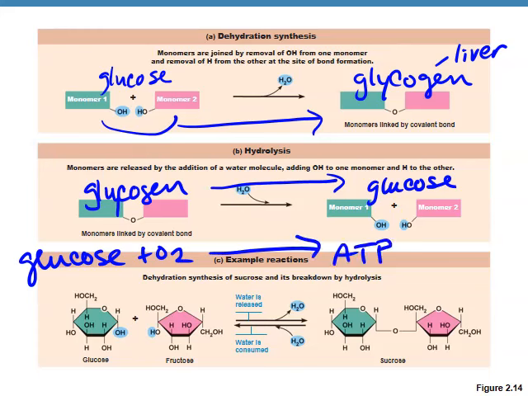So the importance here of dehydration synthesis and hydrolysis, the whole reasoning, is to be able to store nutrients to use later. If we didn't have dehydration synthesis and hydrolysis, we'd have to eat every time we wanted to generate energy, and that would be kind of a pain, right? So this is a great way to take monomers like glucose, store them for later use, then pull them out of storage and break them down and use them for an immediate energy source.